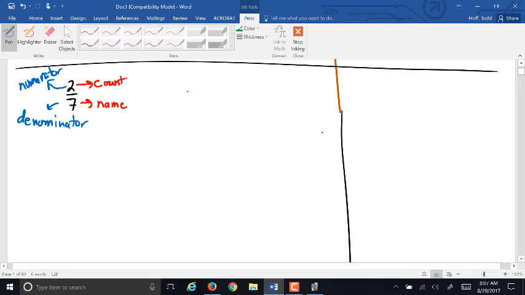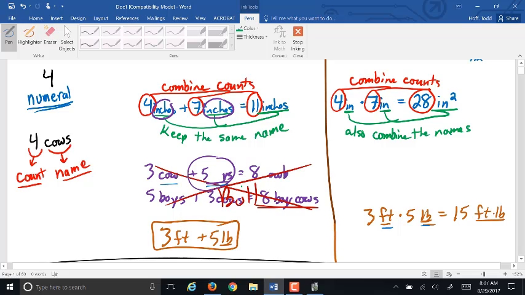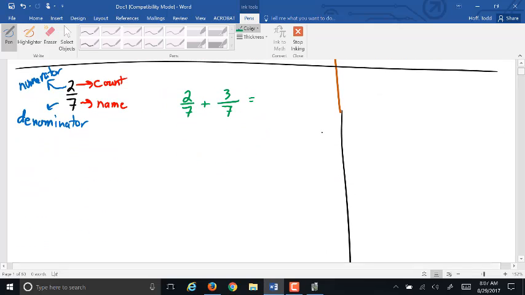Now, starting in about 3rd or 4th grade, when you started adding fractions, your teacher told you that to add fractions, you must have a common denominator. That's not a special rule for fractions. When we add any number, you must have the same name. So then when we go to add them, what do we do with the numerators? Add them. 2 plus 3 is 5. And what do we do with the denominator? Keep the same denominator. Again, that's not a new process for fractions. Anytime we add numbers, we combine the counts. That would be adding the numerators, and we keep the same name.